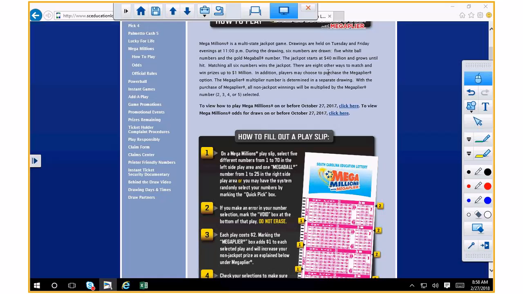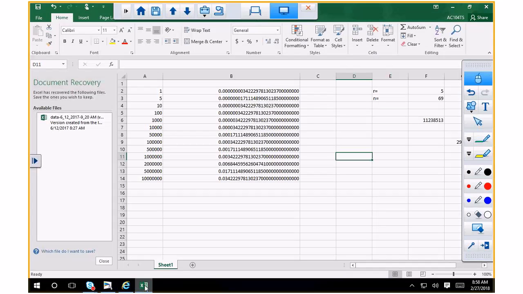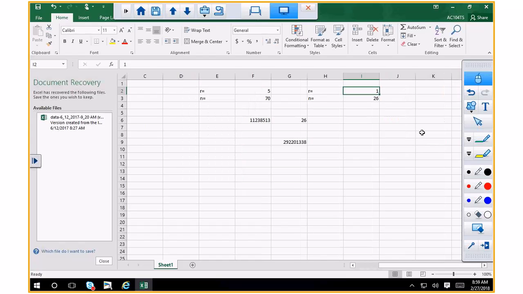So all you have to type in is N and R. So go to your handy dandy spreadsheet. Y'all have to tell me what the numbers are, because I'm not reading that. Somebody tell me what the big R is. How many are big N? What is the N? 70. And what is R? 5? Yes or no? Okay. Y'all have to say yes so I can hear you.